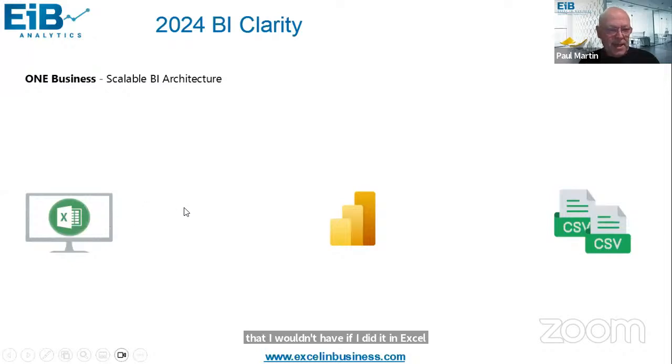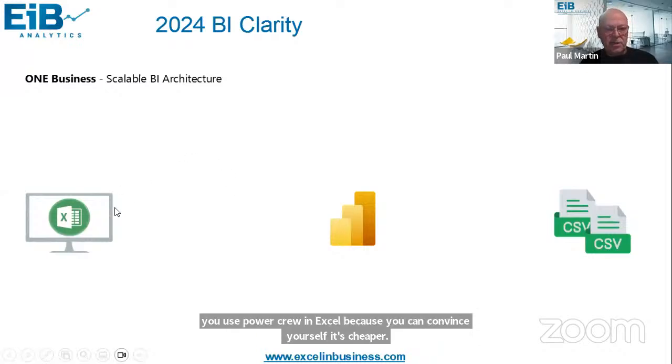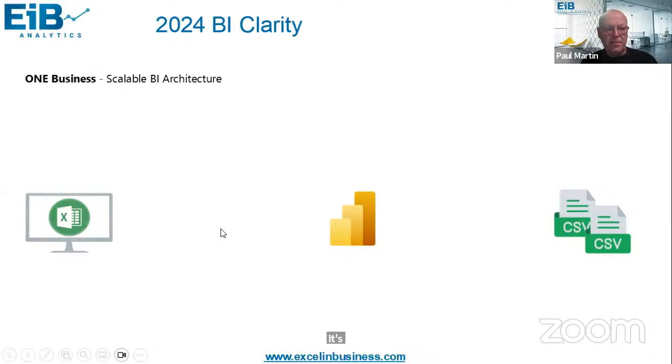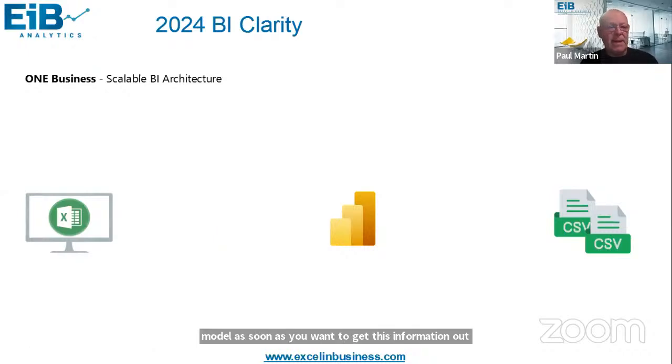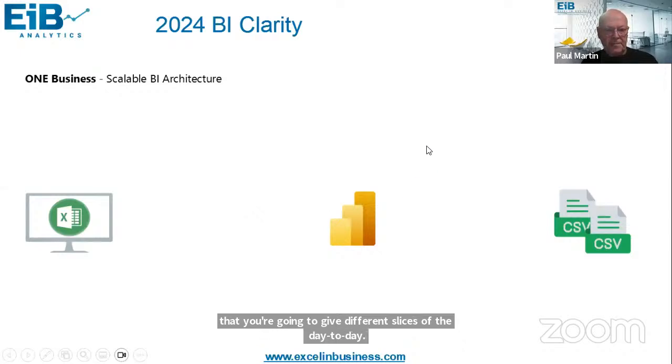But come on, there's a saying we have in England called pound wise, penny foolish. And this is an example of penny foolish, in my opinion, if you use Power Query in Excel, because you can convince yourself it's cheaper. It's not. It's only cheaper if you've got a single user model. As soon as you want to get this information out to people, you're in big trouble, and you're going to spend a lot of time manually producing Excel workbooks that you're going to give different slices of the data to. It becomes an uncontrollable mess, where this stuff is elegant.